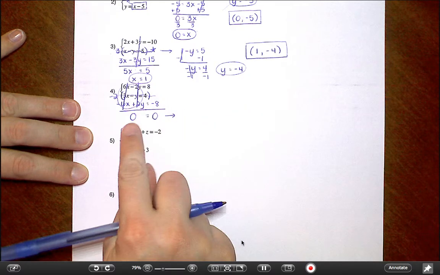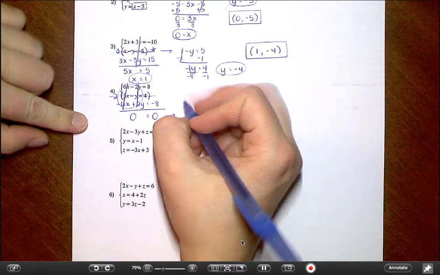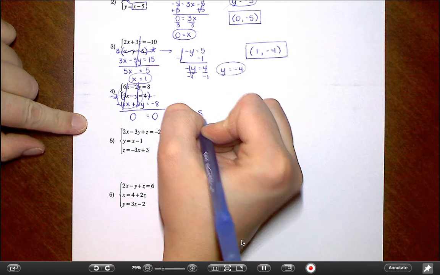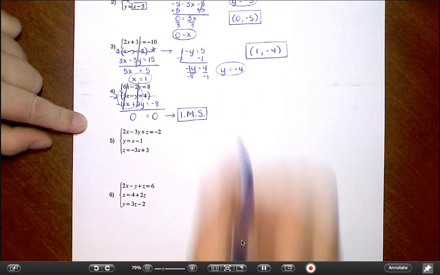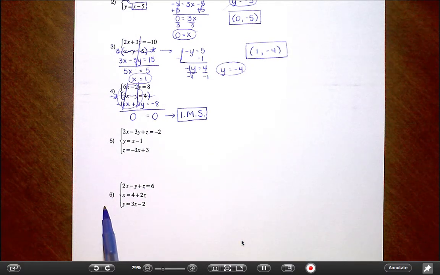Well, anytime this happens, and it doesn't have to be zeros, it could be any number: 5 equals 5, 10 equals 10, negative 2 equals negative 2. That means that this is infinitely many solutions. Okay? That means that in reality, these two equations were the same line. If I graphed them, they'd be the exact same line. They'd be lying on top of one another. And so any coordinate on that line would be a solution to both equations. So I could find any solution I wanted to.